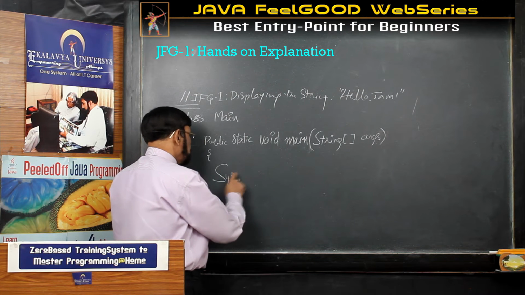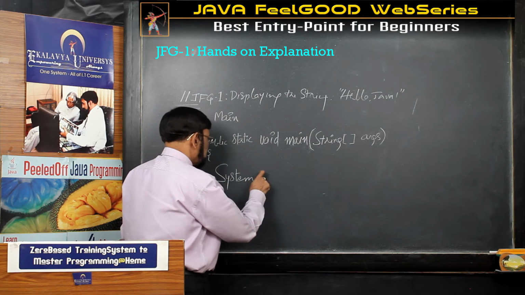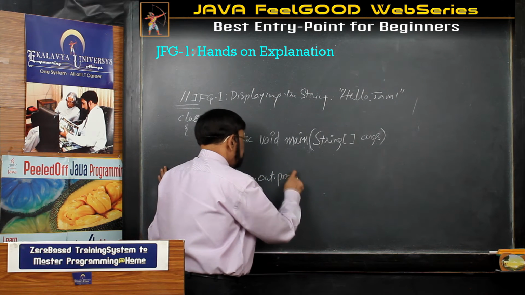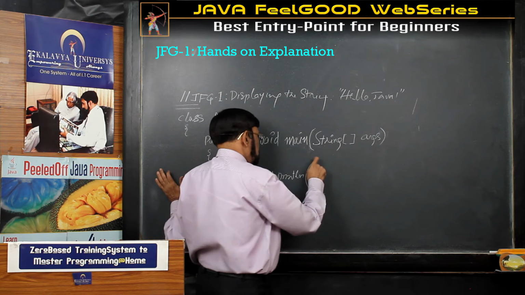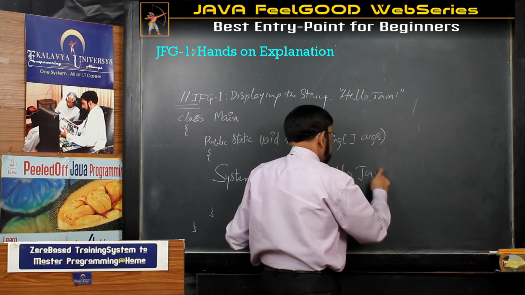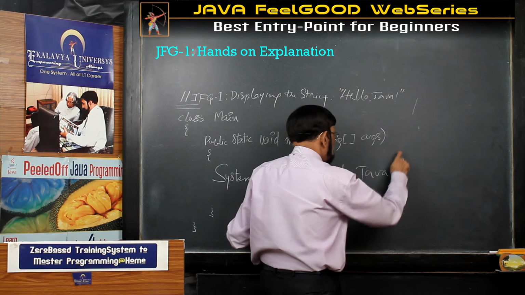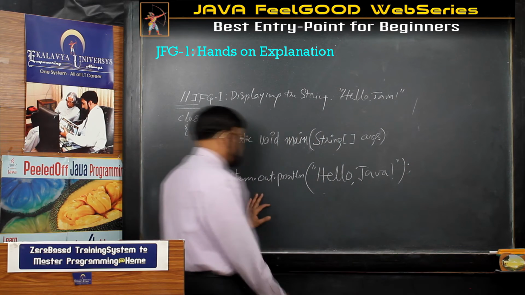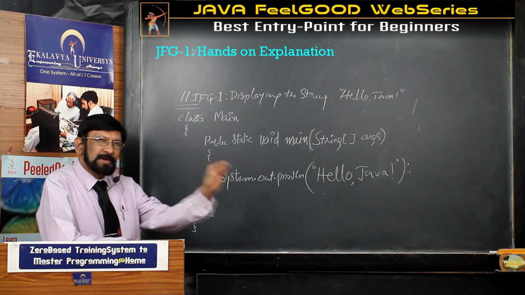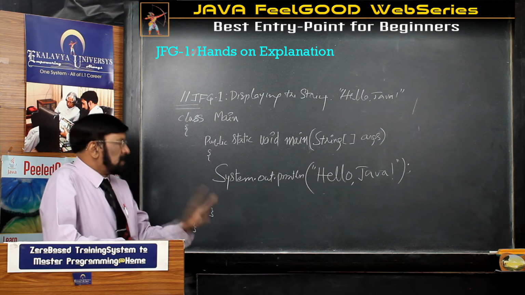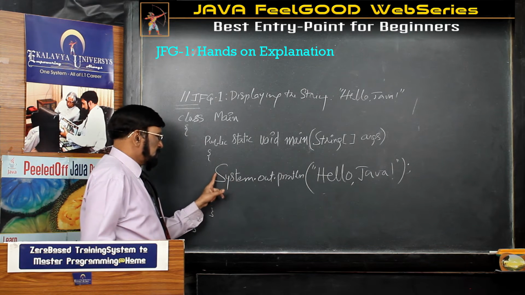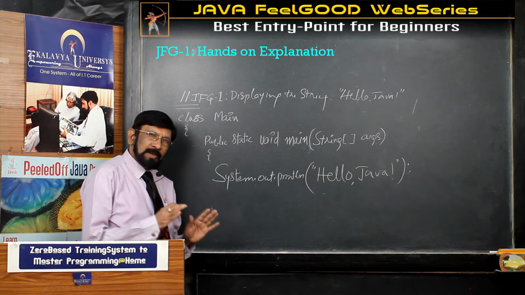We have to write System.out.println. What do you want to write? You want to write a string, Java. That's it. Actually, if you know C or Python, simply write printf or print. But here it is not so easy. You must write System, uppercase, out.println. Invariably, you must write.